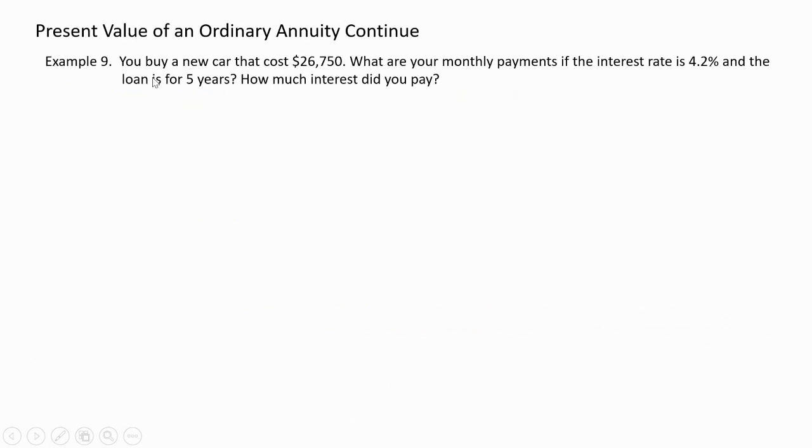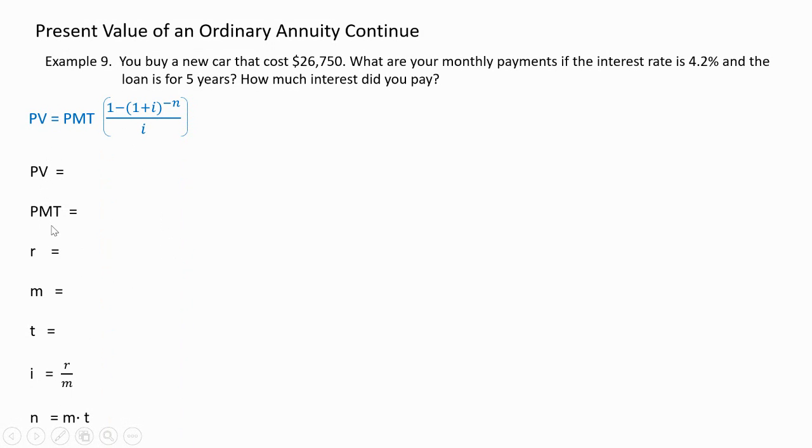So let me show you an example here. This is about buying a new car that costs $26,750. What are your monthly payments if the interest rate is 4.2% and the loan is for 5 years? And how much interest did you pay? Okay, so again, this is the formula that we're going to be using.